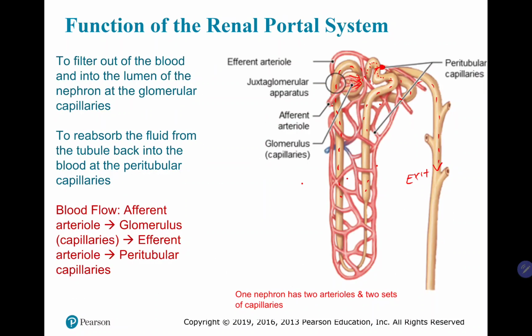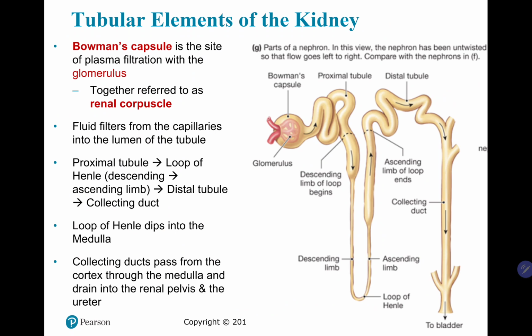And when we're looking at a nephron, one nephron will have two arterioles, afferent and efferent, and two sets of capillaries, the glomerulus capillary and the peritubular capillaries. There's going to be around 2 million nephrons per kidney, okay? So let's look at the structure and the parts of the actual nephron.